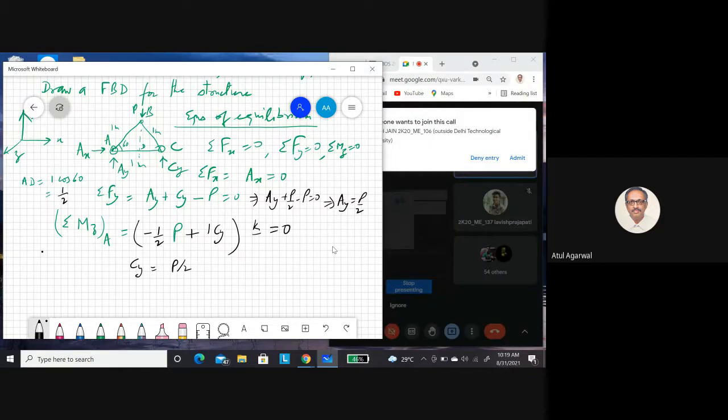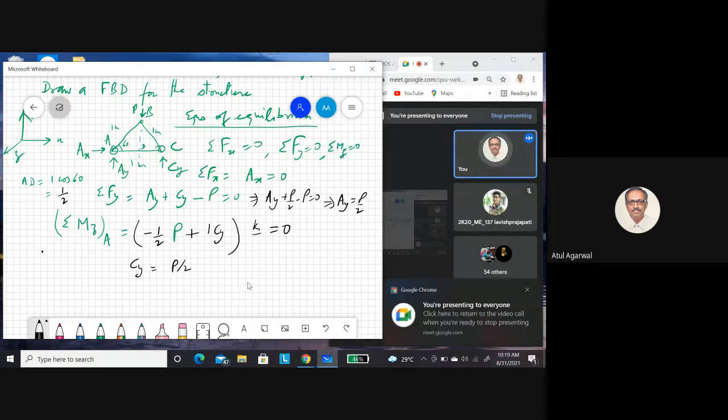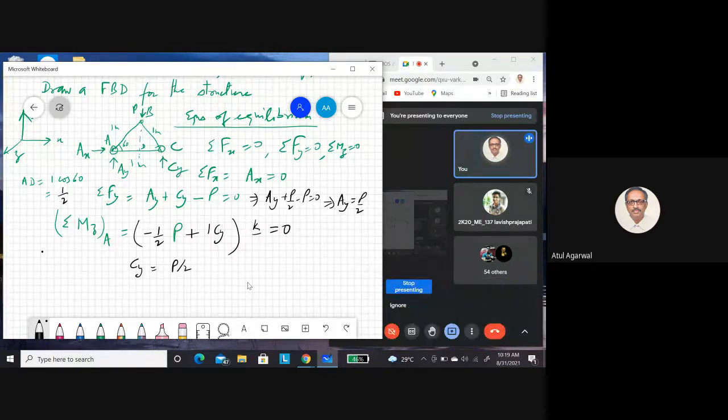Any questions? So it is very important to know how to calculate reactions. And this is the only way. You use equations of equilibrium, force balance in x direction, force balance in y direction, moment balance. Any doubts?